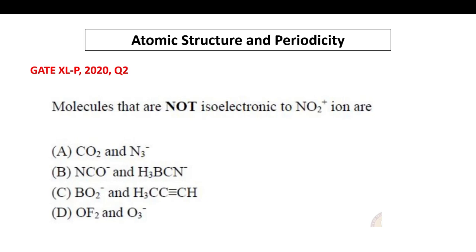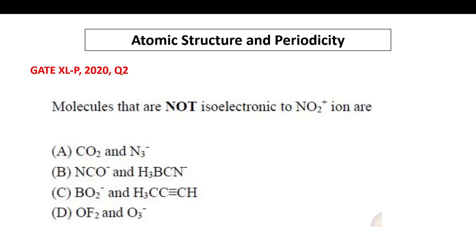Everyone. Today we will be solving a question which came in the year GATE XL P 2020, and the question number here is 2. This came from the topic of atomic structure and periodicity. What is the question stating? The question states that the molecules that are not isoelectronic to NO2 plus ion are.